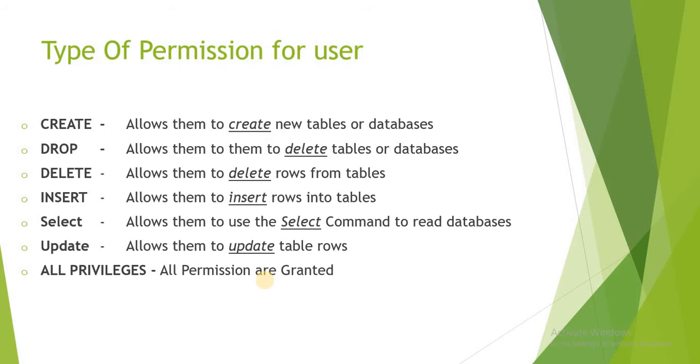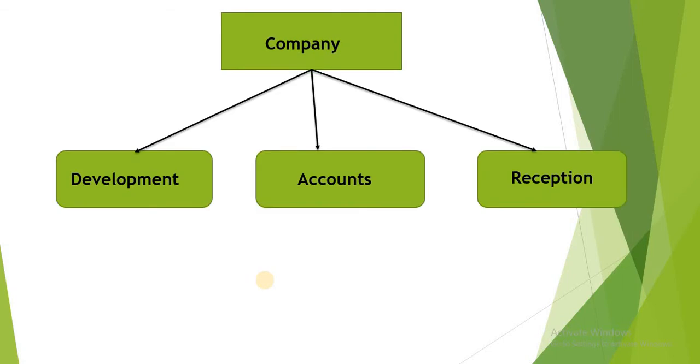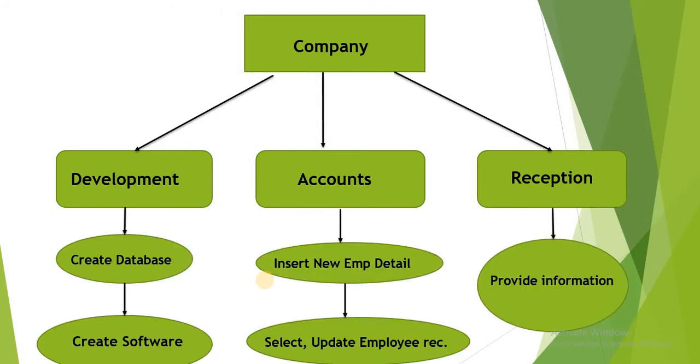To relate this, let's assume one example. Suppose there is a company. Inside the company there are three departments: development, accounts, and reception. They are different from each other because their work is also different. The development work is to create databases and create software. Once he creates any type of database and software, his work is finished. So he doesn't get involved in inserting employee details or updating any kind of row. So he has only create privileges. Other privileges don't matter for him. So we allow only create privileges to the development department.